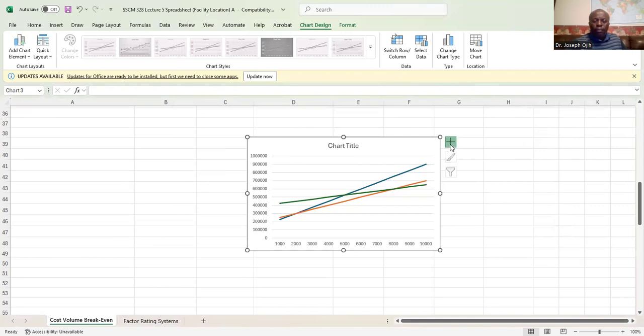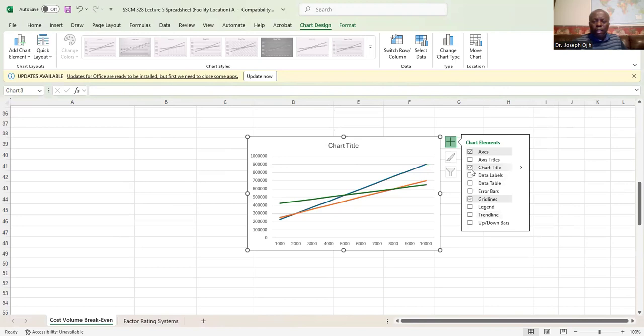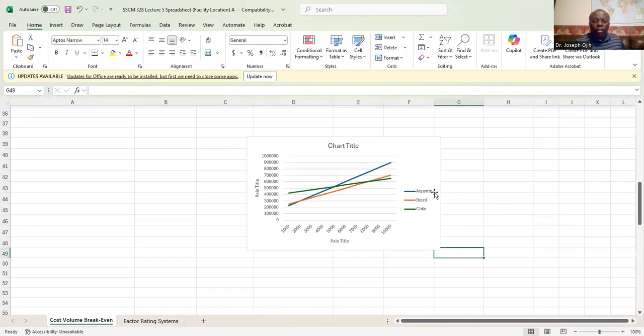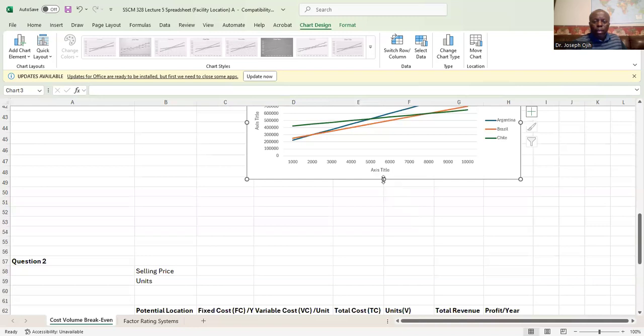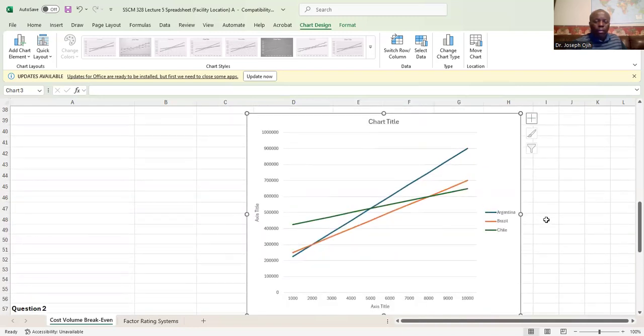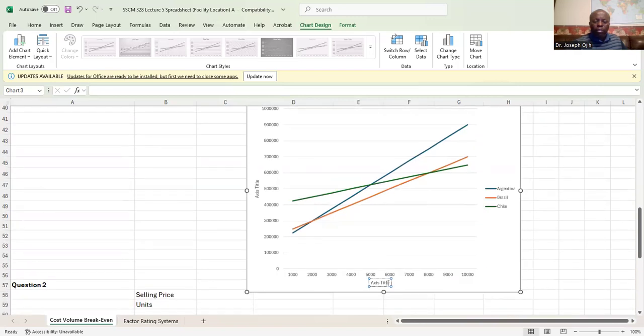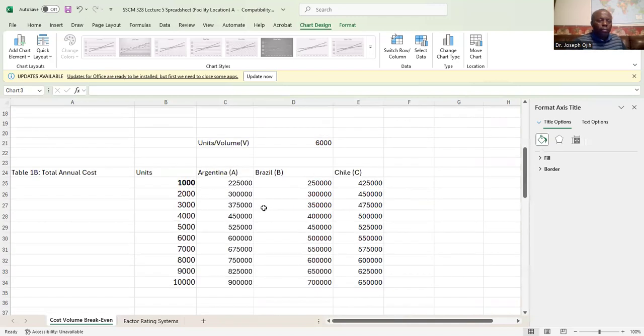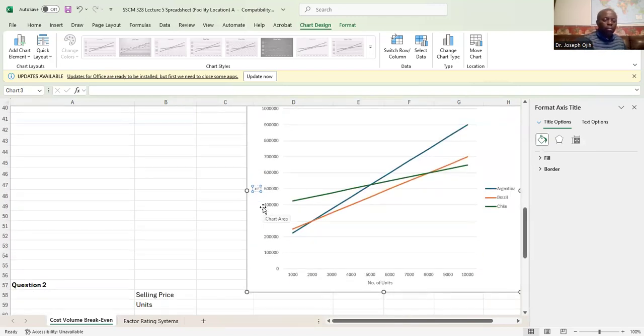So I'm gonna add the axis titles, and don't forget to put the legend so we know which one is for which country. I'm gonna enlarge it so you can see. Then for the axis, this is the unit. Number of units. This will be total annual cost.